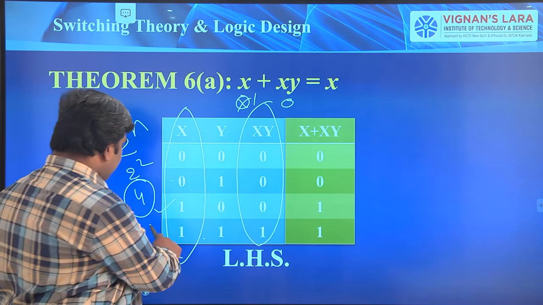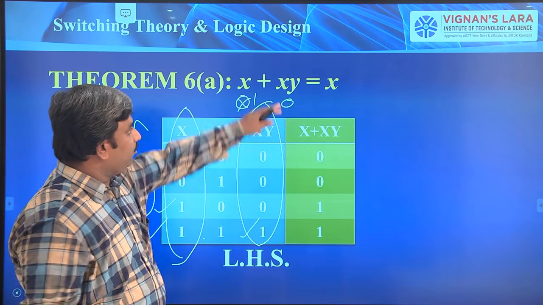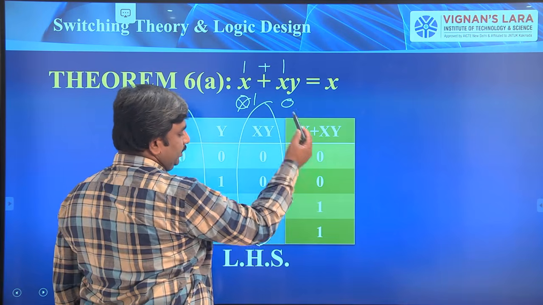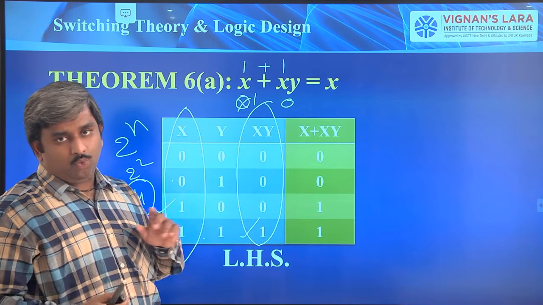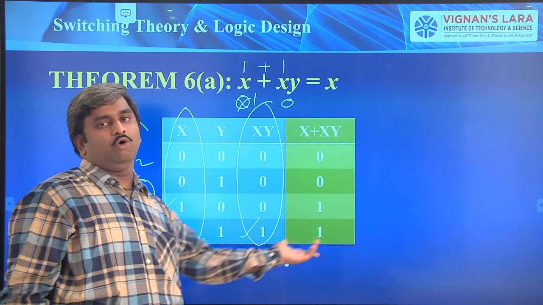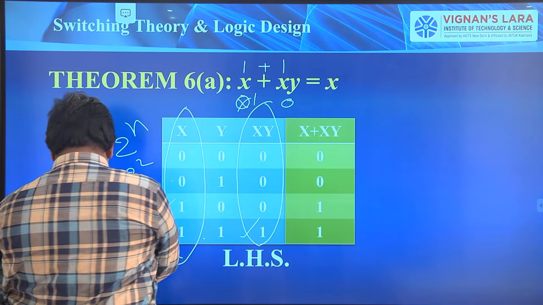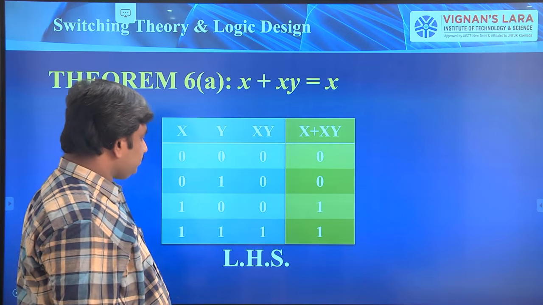So here x value 1 and xy value 1. 1 plus 1 is equal to 1. If any one of the inputs is equal to 1, automatically the output is 1. Here both inputs are 1, so the output is 1. So this is the x plus xy operation.